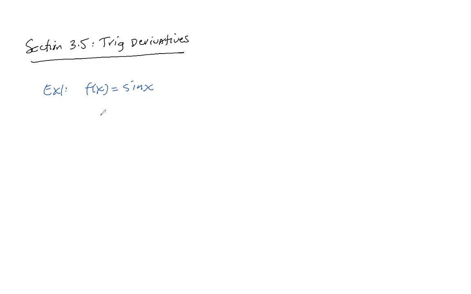So let's say we have f of x equals sine of x, right? This obviously is not a polynomial. We can't use power rule. It's not a constant. It doesn't reduce to zero. And so how are we going to deal with it? Well, we're going to deal with it using the first definition of a derivative.